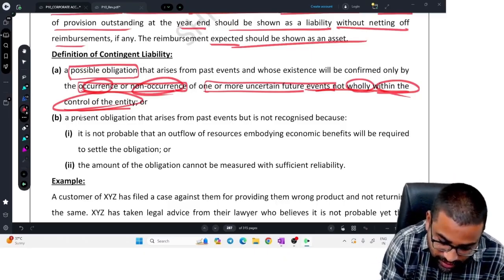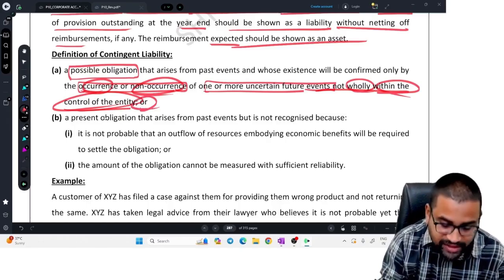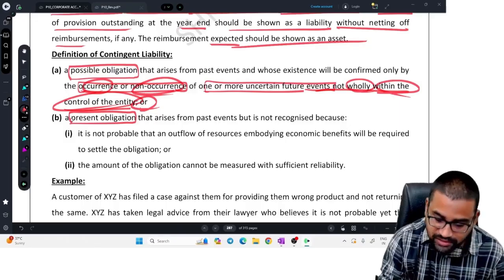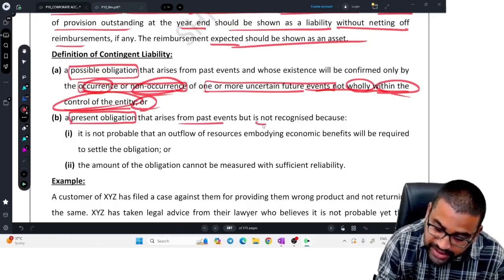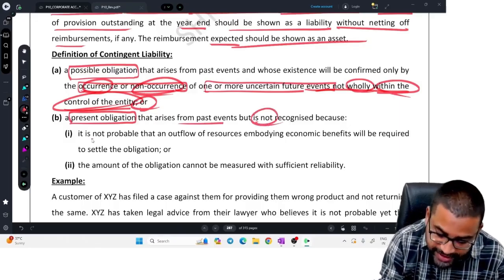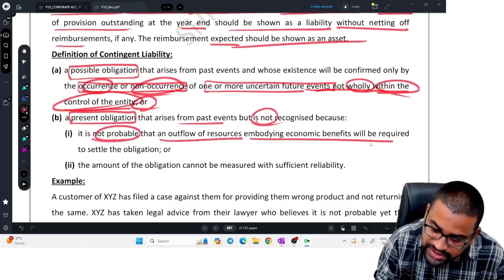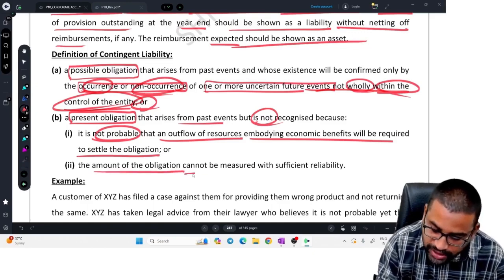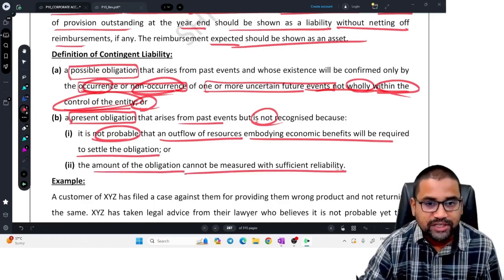Similarly, they are defining it in another way. What is contingent liability? Present obligation. See, there is a present obligation that arises from past event, but it is not recognized. Why? Because it is not probable that outflow of resources embodying economic benefits will be required to settle the obligation, or amount of obligation cannot be measured with sufficient reliability.